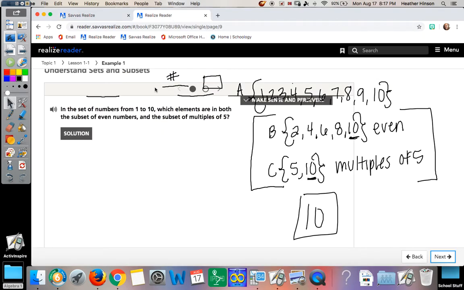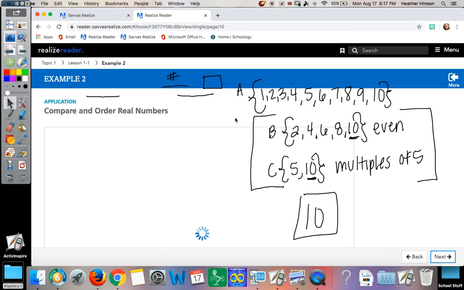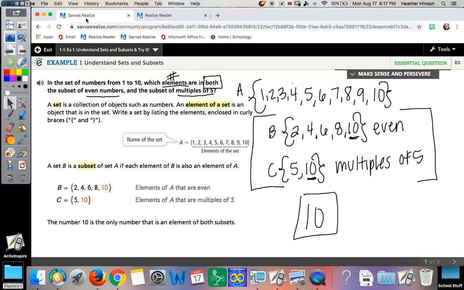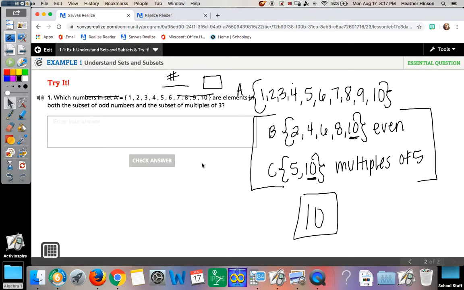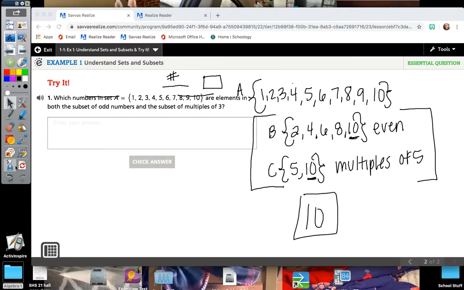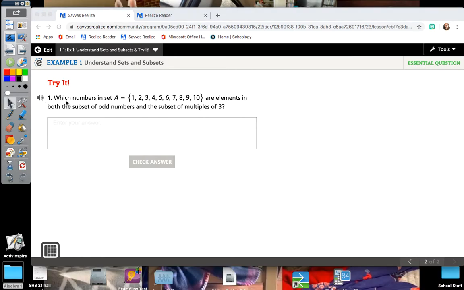Okay, on the next page of your book, you're going to have a try it. Sorry, that's in your workbook. So if you go to your workbook on lesson 1, the first thing you're going to see is a try it. Let me pull that one up. It says try it, and then it says which numbers in set A, still 1 through 10, are elements in both subsets of odd numbers and the subset of multiples of 3.